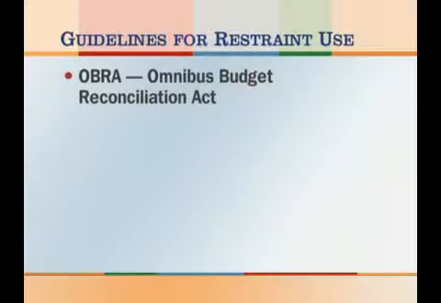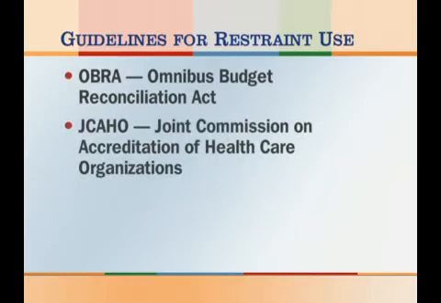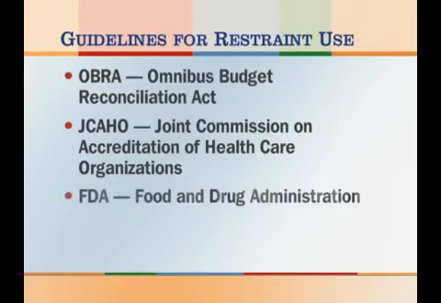Guidelines for restraint use are clearly defined in legislation such as the Omnibus Budget Reconciliation Act, or OBRA, and by government agencies such as the Joint Commission on Accreditation of Healthcare Organizations, or JCAHO, and the Food and Drug Administration, or FDA. According to OBRA, restraining residents against their will can be considered false imprisonment. Today, many healthcare facilities, especially long-term care facilities, strive to be restraint-free.